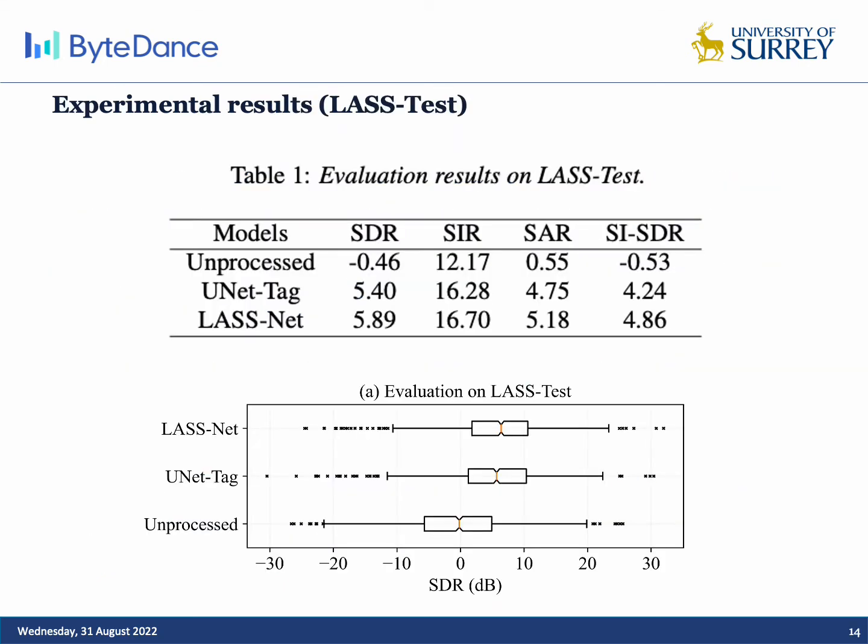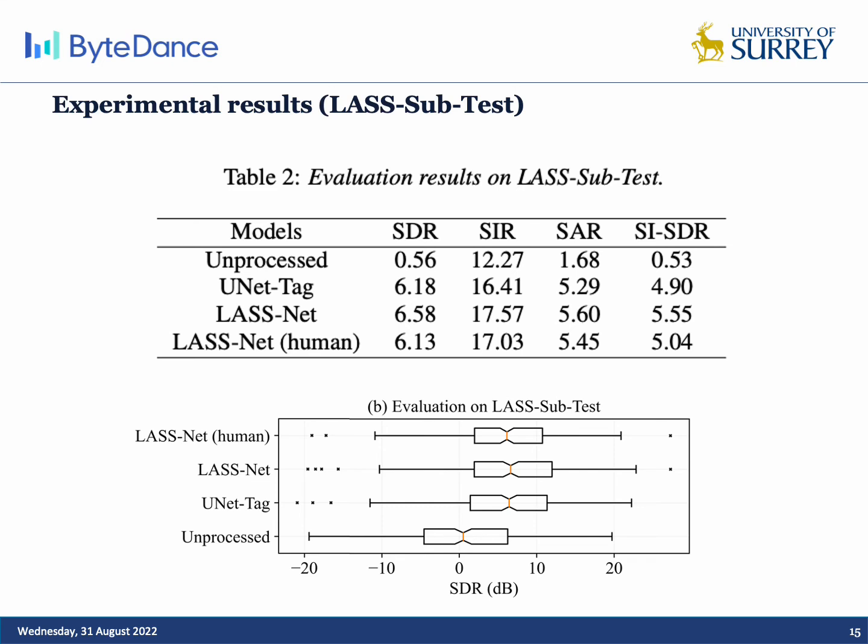Let's look at the experimental results on the LAS test set. The unprocessed system, which directly uses the audio mixtures in the test set for evaluation, indicates the lower bound of the model performance. The UNet-tags and the LASNet are the baseline and our proposed method, respectively. LASNet achieves an SDR improvement of 6.35 dB compared with the unprocessed system. This proves the feasibility of LAS and the effectiveness of our proposed approach. In addition, compared with the UNet-tags baseline system, LASNet slightly outperforms the baseline in all separation metrics, which indicates that using a natural language query can obtain more accurate separation results compared with using the query of the sound event text.